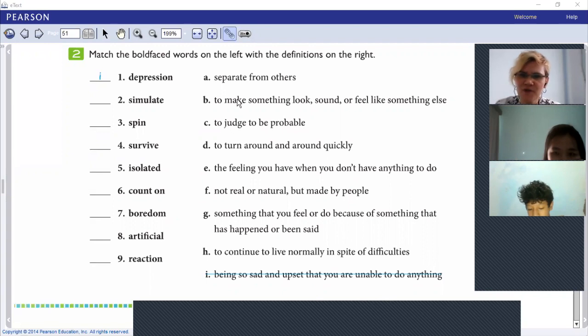Number two, simulate. What is the answer, Natalia? C. Can you read the sentence of what you have chosen as the answer? To judge to be probable. Okay, number two, simulate is actually B. To make something look or sound or feel like something else. That's simulating something. So two is B.